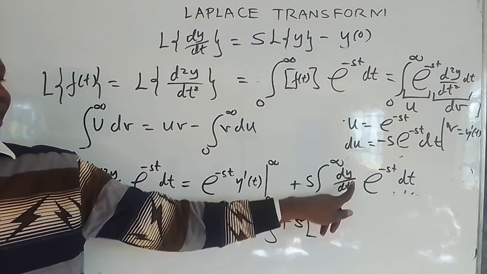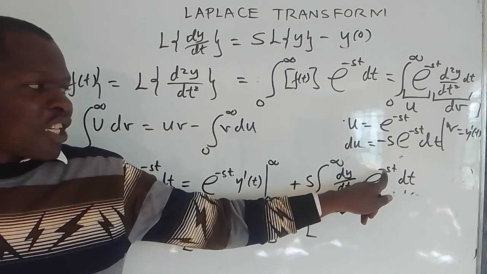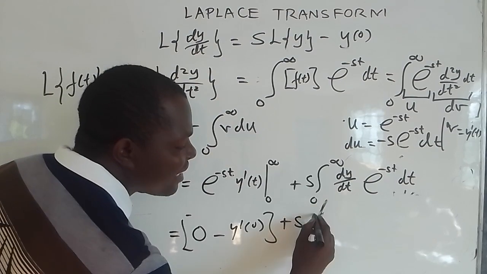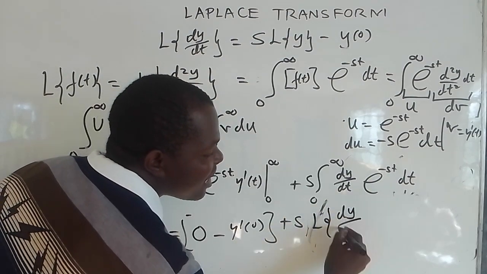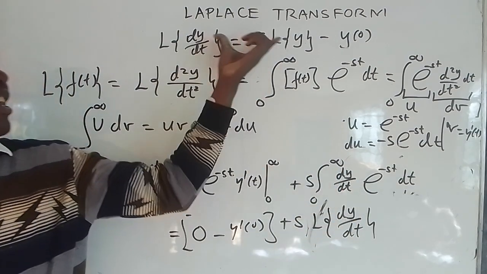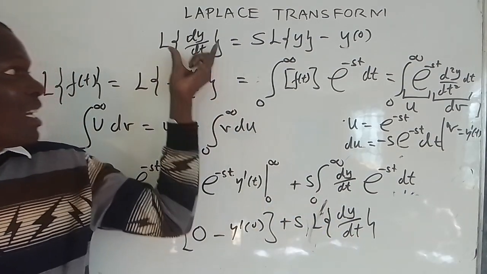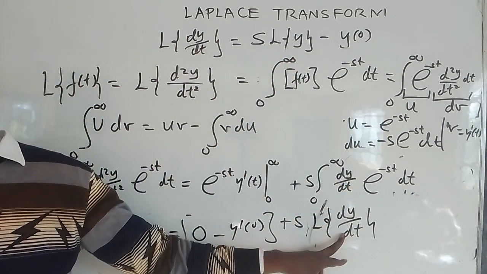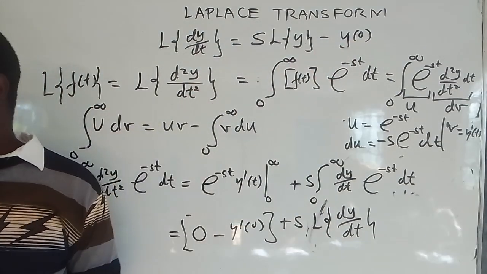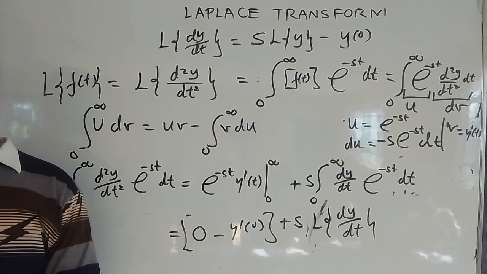dy over dt is f of t. Do you see? So it is f of t exponential negative st dt. So that one is the Laplace transform of what? That is the Laplace transform of dy over dt. Meaning if you put f of t, you find the definition of the Laplace transform. Are you seeing that? It is the Laplace transform of dy over dt. Is that okay? So where we have this Laplace transform of dy over dt, we are going to put its value, which we found in the first case.